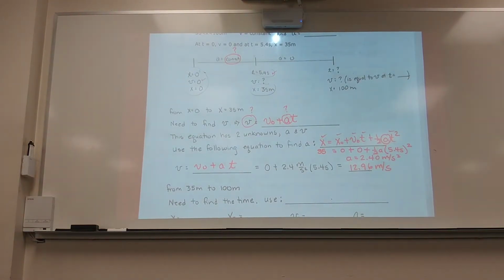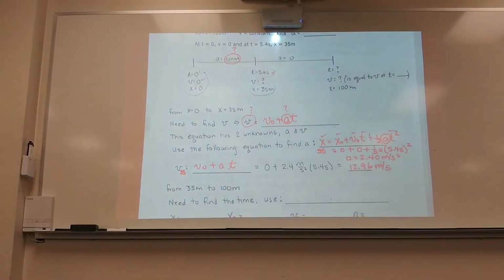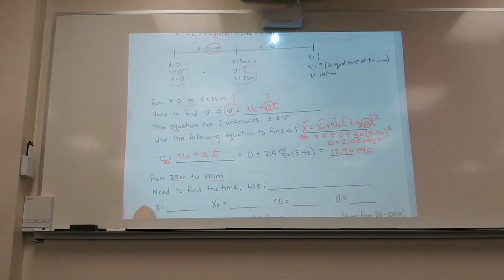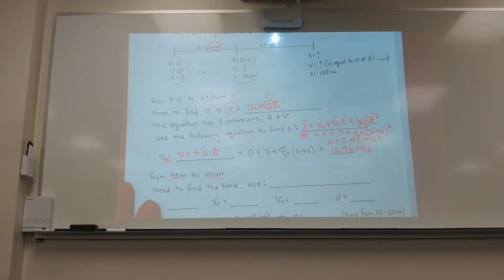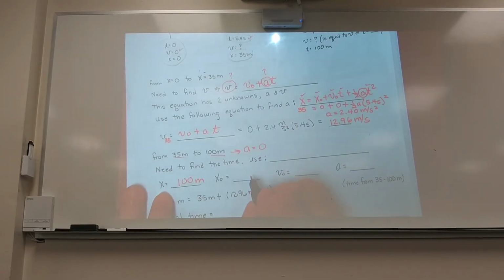So the velocity at the end of, and I'm just going to put a little subscript here, velocity at the 35 meters is equal to that 12.96 meters per second. So then from 35 to 100 meters, we need to figure out the time. So we know during this that a is equal to 0. So we know that x is equal to 100 meters, and x naught is equal to 35 meters.